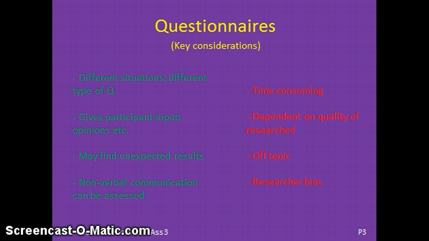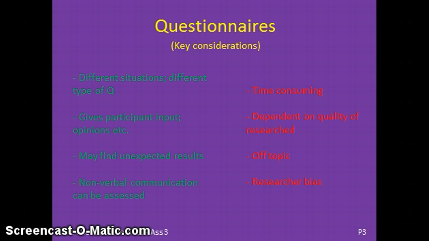So, advantages and disadvantages of questionnaires, a type of qualitative data. Advantages: you can use different types of questions to match different situations. You can get a wide range of participant input, their opinions and stuff like that. And you may find unexpected results. So you might have predicted a hypothesis, but you might come across things that you didn't realise.